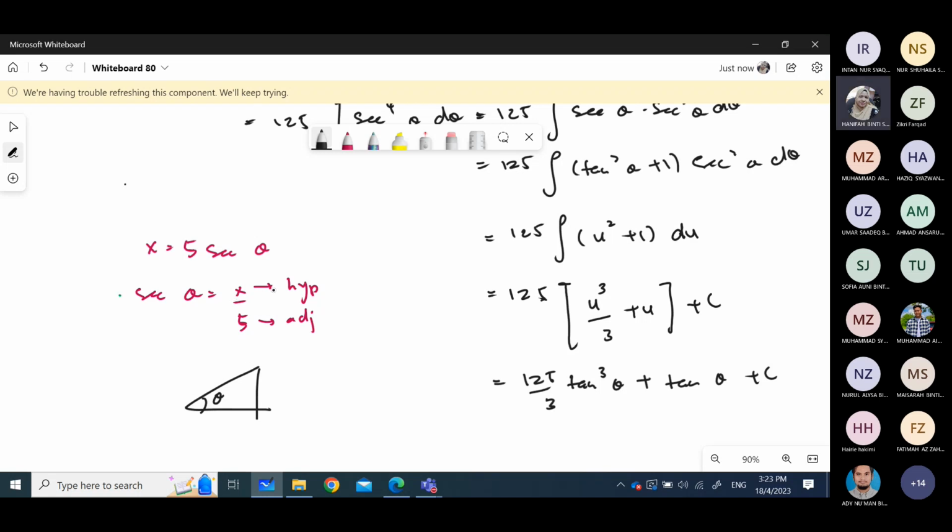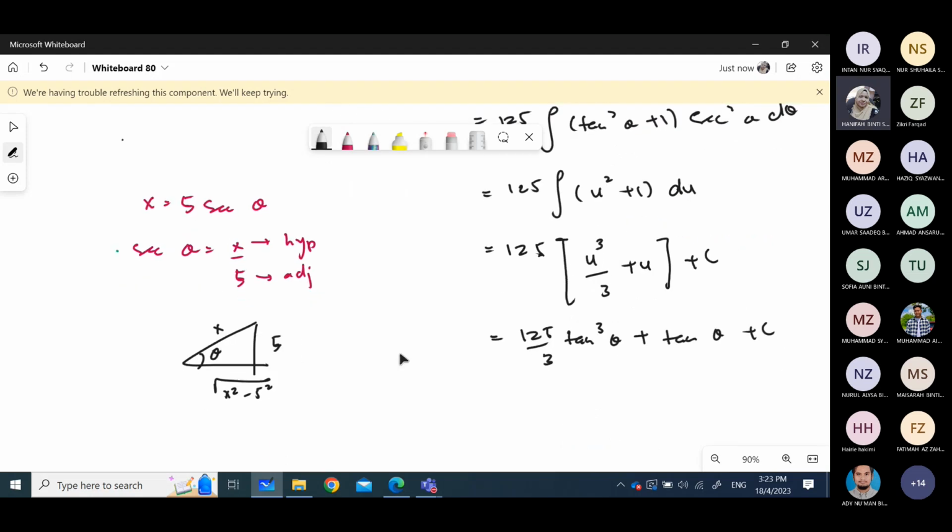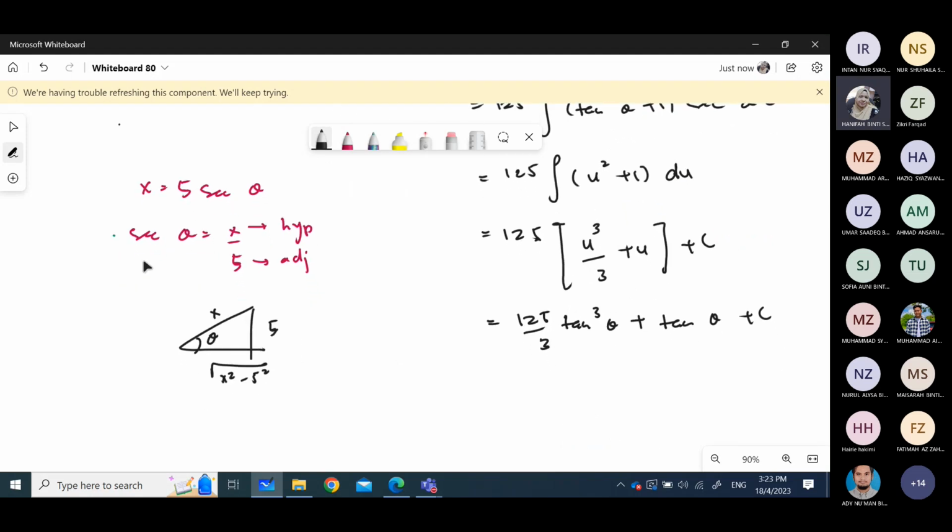The diagram, so x is the hypotenuse, so this is x. This one is 5. So this length is about square root of x squared minus 5 squared. Okay, so tangent theta. You take from here tangent theta, based on this one. Tangent theta is equivalent with 5 over square root x squared minus 25.